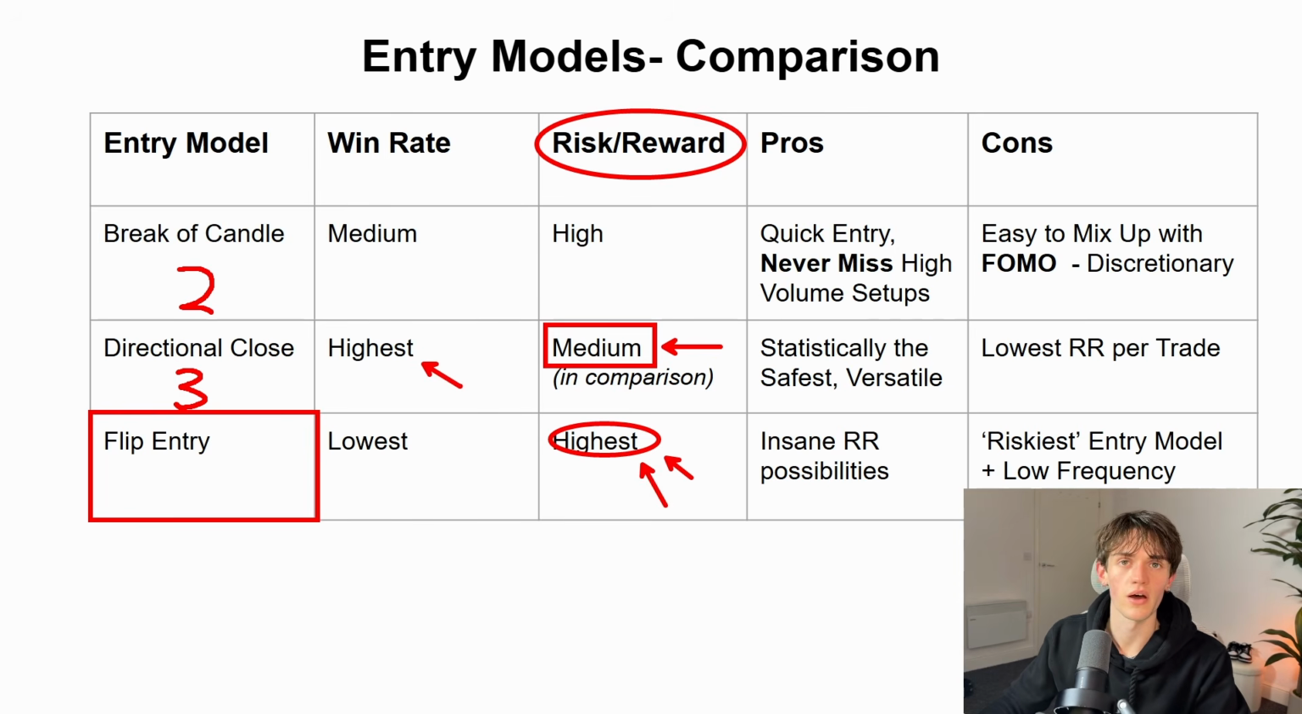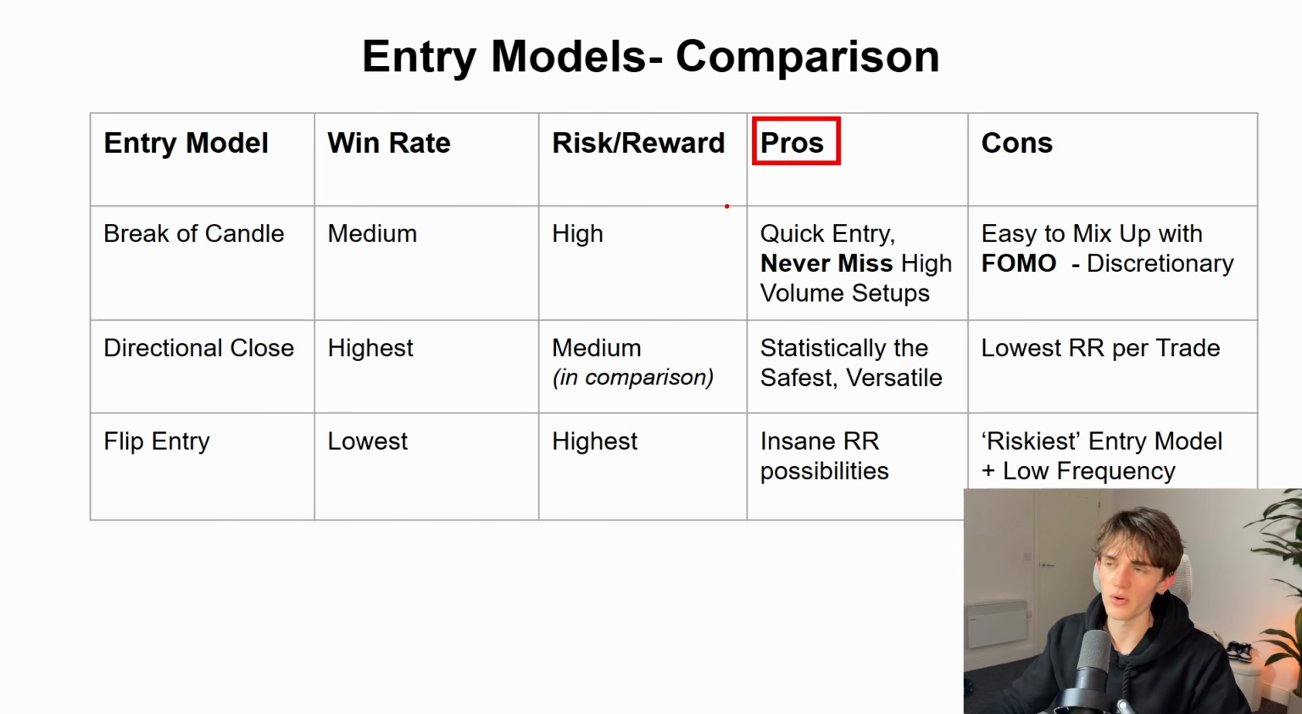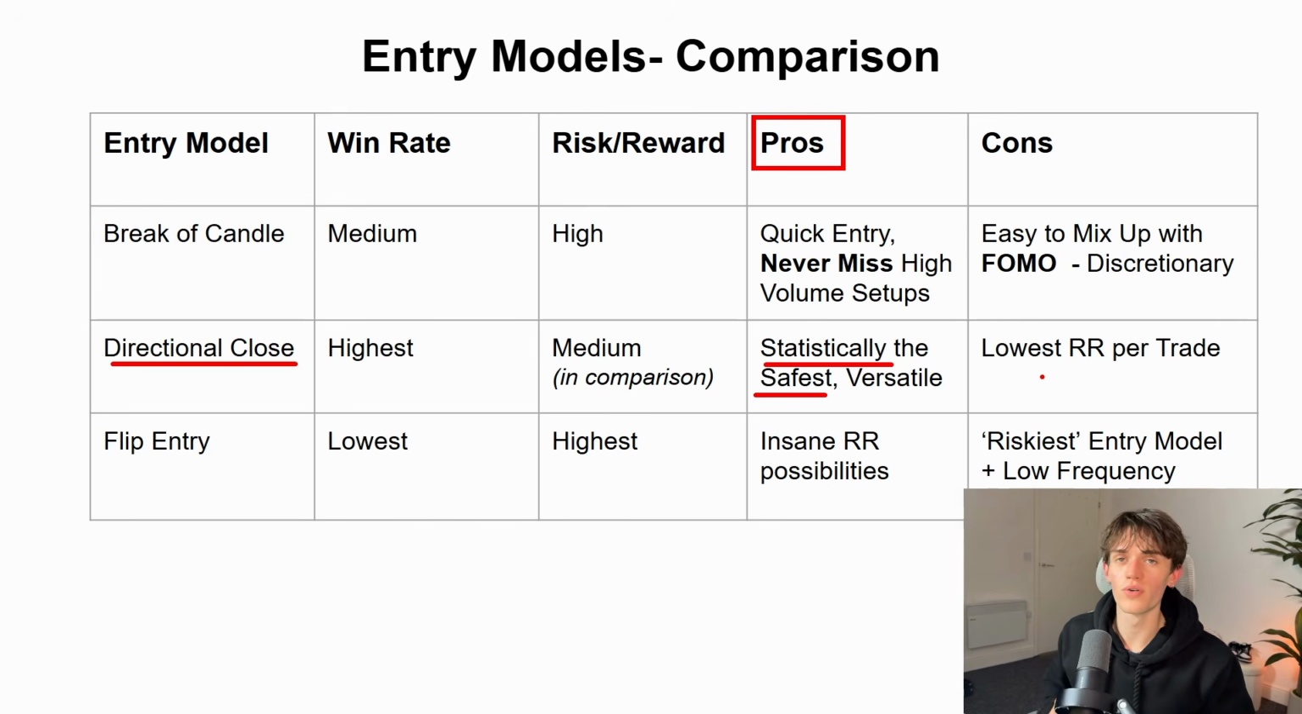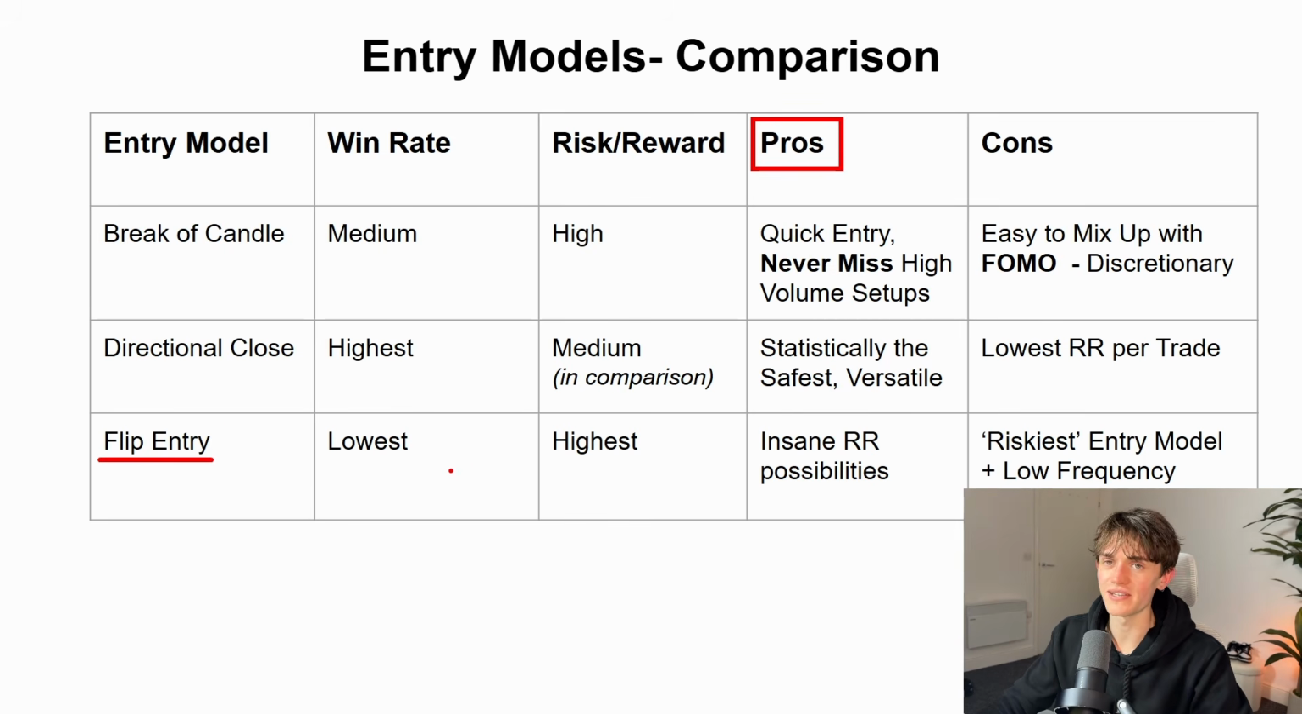Now for a quick refresher of the pros, the break of candle has the quickest entry, meaning that you never miss high volume setups. Now the directional close, as we know, is statistically the safest and is versatile for all of you who are trying to trade more systematically, or if you have a common problem with psychology, aka greed or FOMO. And lastly, the flip entry simply just has insane risk to reward possibilities.